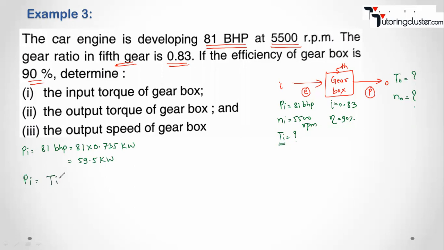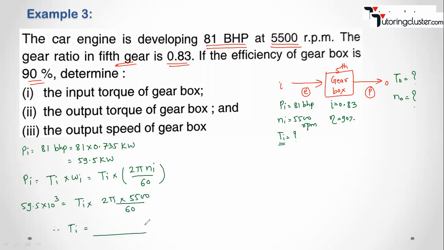So this you can easily calculate. Pi is equal to Ti into omega i, which is equal to Ti into 2 pi Ni upon 60. So 59.5 into 10 to the power 3 is equal to Ti into 2 pi, what is Ni? 5500 divided by 60. Ti you can calculate easily. Next, see what to calculate. Okay, so we have calculated the input torque easily.